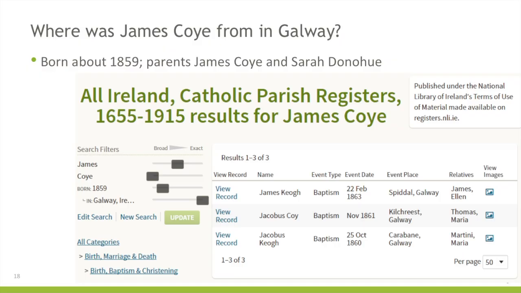So I'm just going to focus on a little case study as well, again to show how when you're looking through the registers, not to just focus on one particular person and to consider the family unit as a whole. So I was recently doing some research and I was focusing on a person called James Coy, and we knew that James was from County Galway, but we wanted to find out exactly where this particular person was from. So we knew that broadly James was born about 1859, and luckily we had their parents' names from a death certificate from the United States, parents named James Coy and Sarah Donoghue.